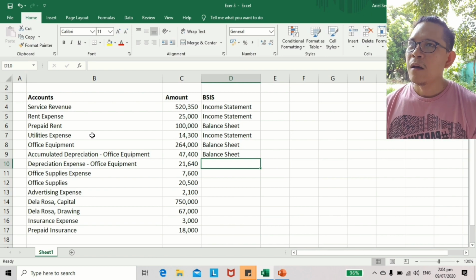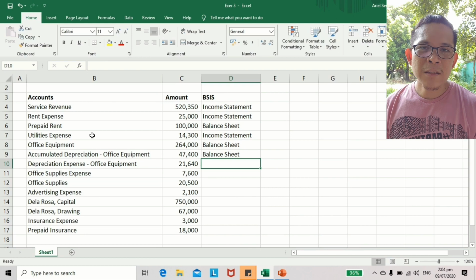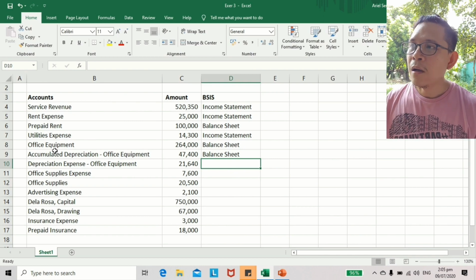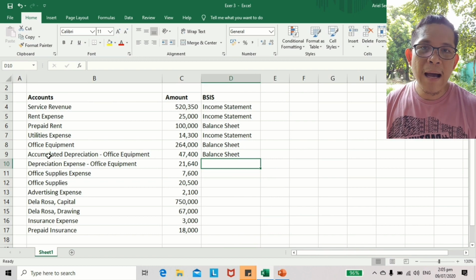Remember that. Unlike kasi yung mga prepaid expenses, pagdating sa mga long-lived assets, yung mga non-current assets na dinidepreciate natin, instead na ibawas natin ito directly sa cost ng office equipment, gumagawa tayo ng contra asset account para ma-retain yung cost of the asset.